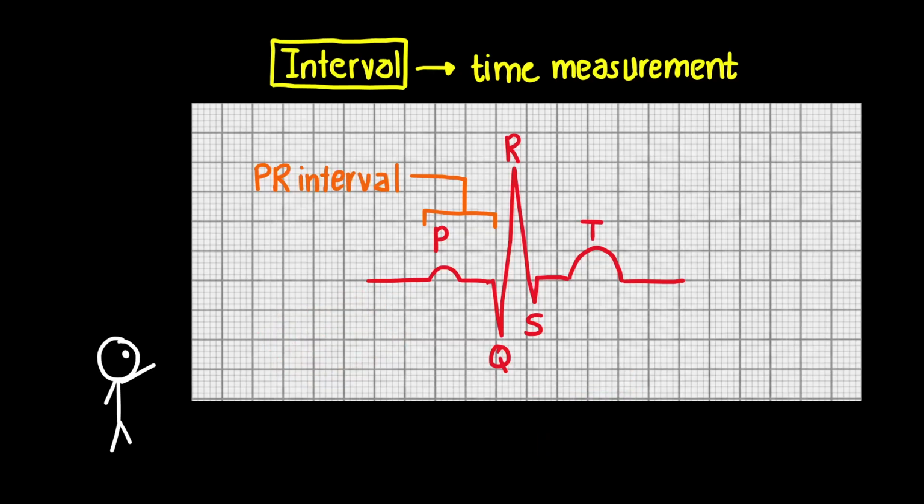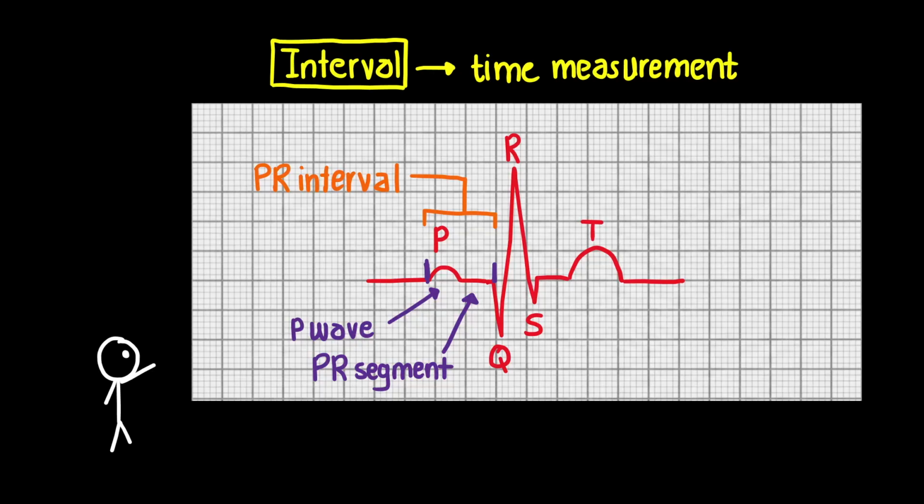Take the PR interval as an example. It measures from the start of the P wave to the start of the QRS complex. And inside that interval, the P wave and the PR segment are both included. A deflection and a flat stretch both inside one time measurement.